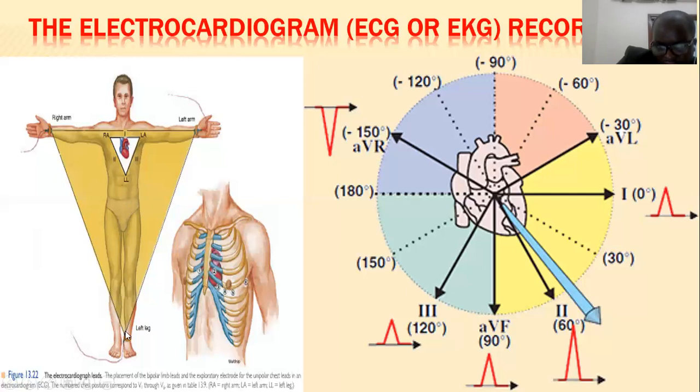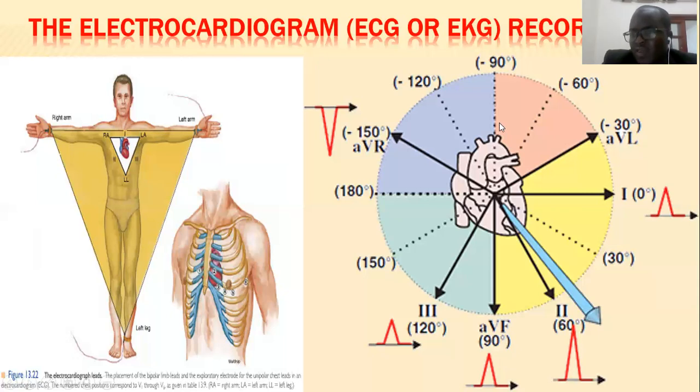So you can see it's a straight line here, which is vertical. At 90 degrees, this is where you find your AVF, augmented voltage foot. Why? It's because it's located here. The ECG machine will take the average of the right arm and left arm electrodes. Then you put an imaginary negative electrode at the center here. Then it will draw a straight line to the left foot, and this axis is called AVF. So the AVF is at 90 degrees.